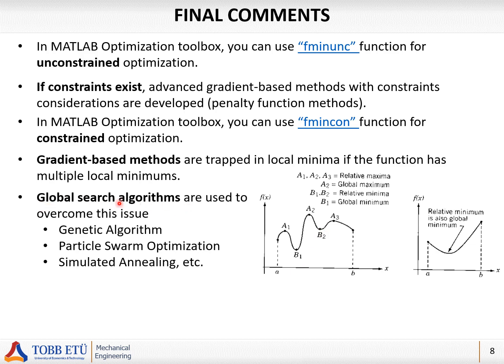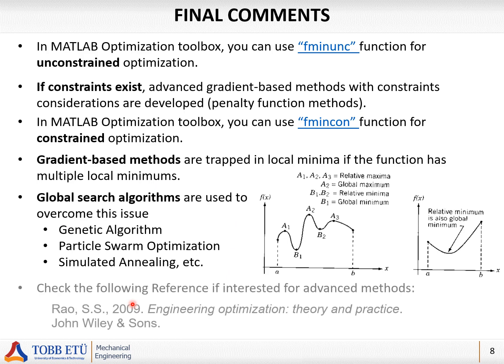Also, global search algorithms are used to overcome this issue, such as genetic algorithm, particle swarm optimization, simulated annealing, etc. These don't use gradient-based methods or any derivative information, but rather other advanced algorithms. You can learn about these in a further advanced class. They are not the topic of this class actually. If you are interested in these, you can check the book by Rao, Engineering Optimization: Theory and Practice, to have some information about these.